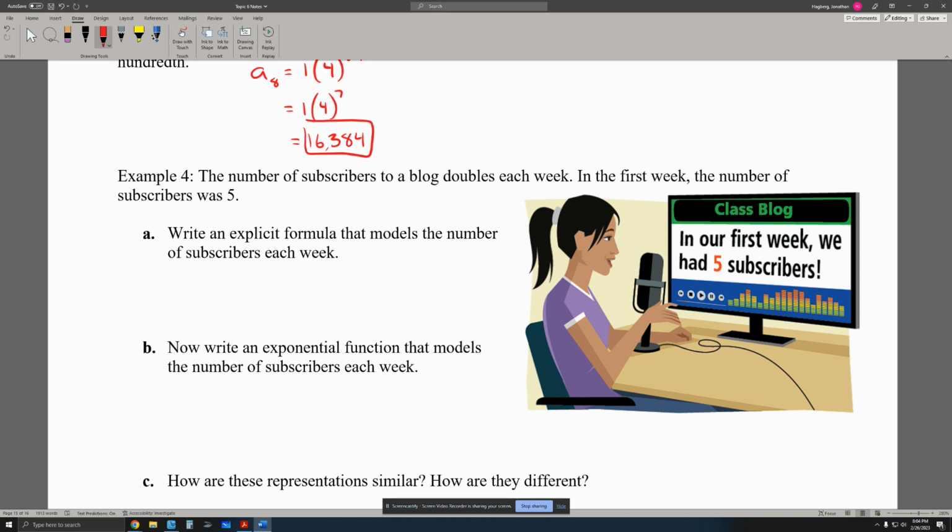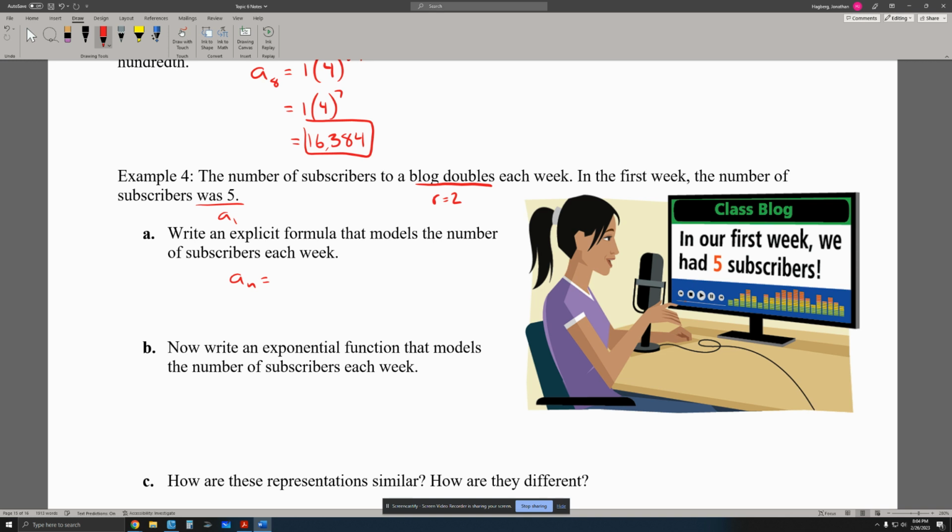Example 4, the number of subscribers to a blog doubles each week. In the first week, the number of subscribers was 5. Okay, so because the number of subscribers doubles, we know that the common ratio is 2. It's doubling each week. And in the first week, the number of subscribers was 5. This is our initial value. Therefore, we can write an explicit formula.